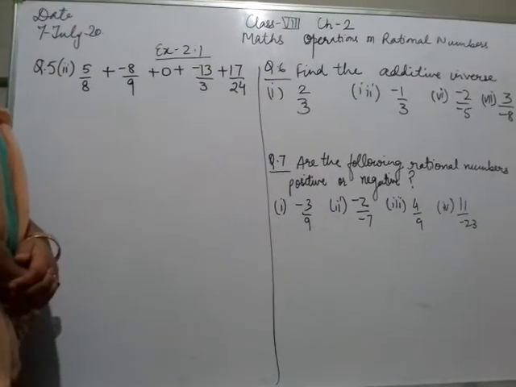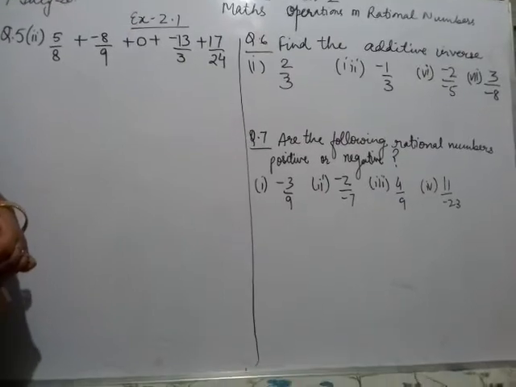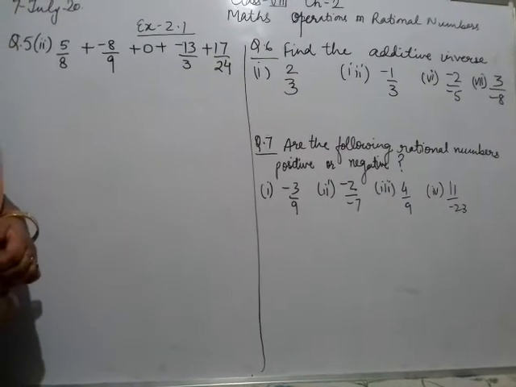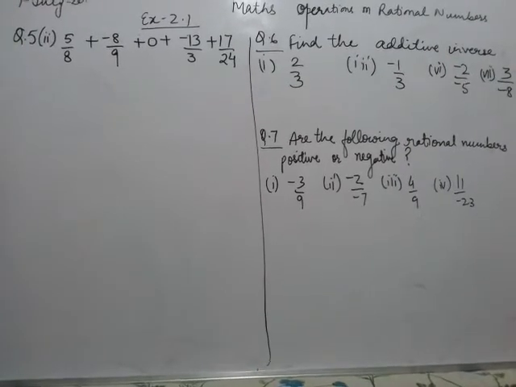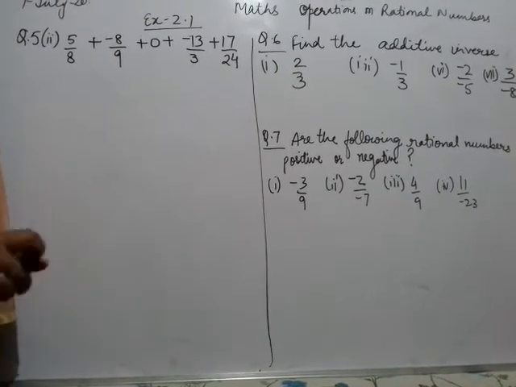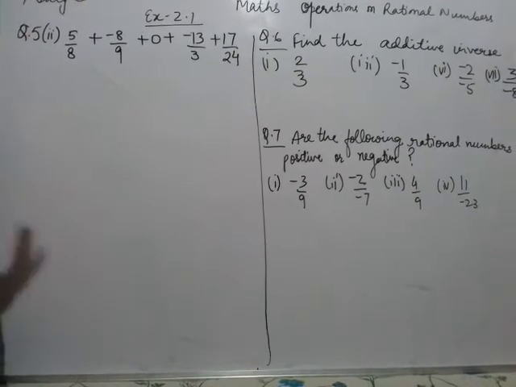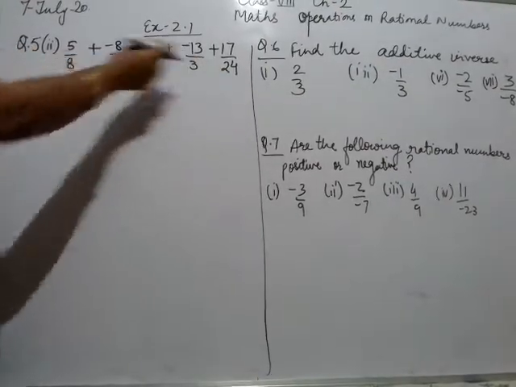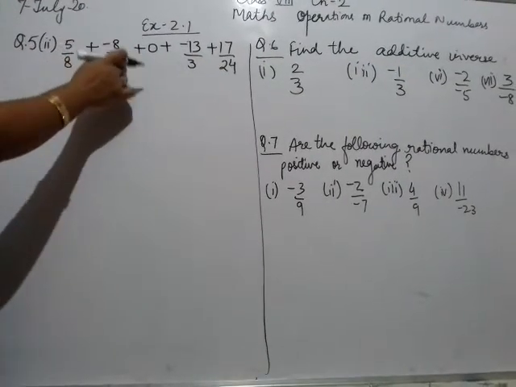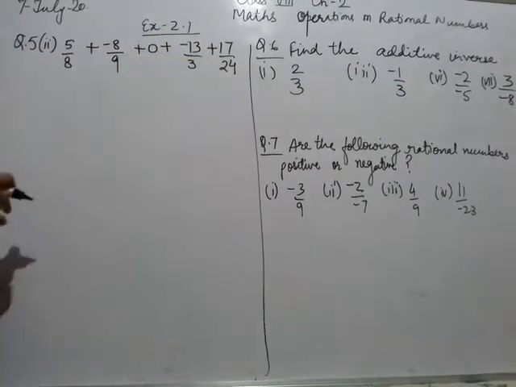Students, let us start today's class of your chapter 2 Maths, Operations on Rational Numbers, exercise 2.1, question number 5, second part. The other parts you have to do by yourself. I am just doing this so that you can understand how to write these steps. Now we have to add 5 by 8 plus minus 8 by 9 plus 0 plus minus 13 by 3 plus 17 by 24.